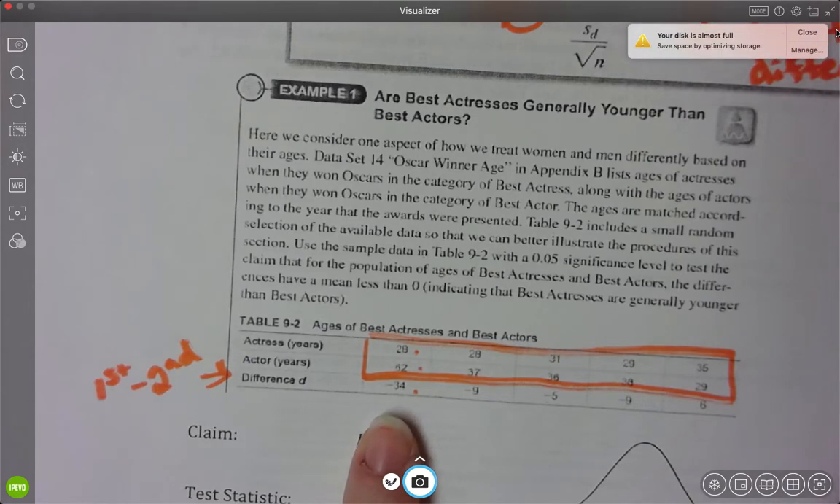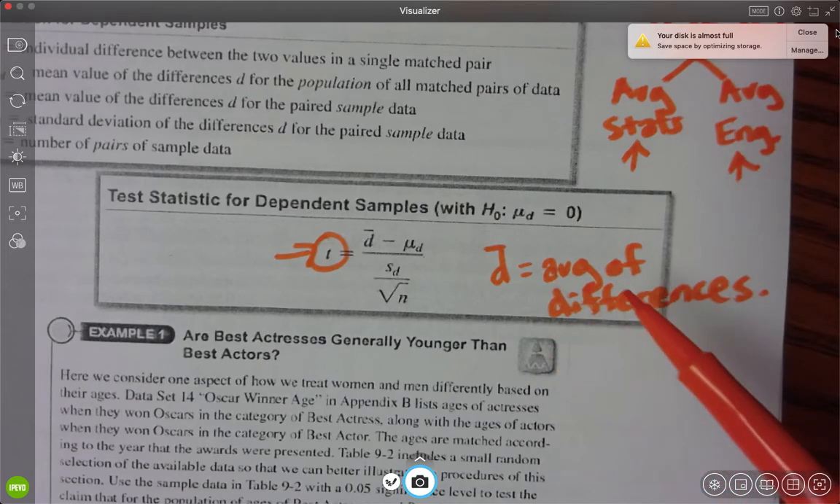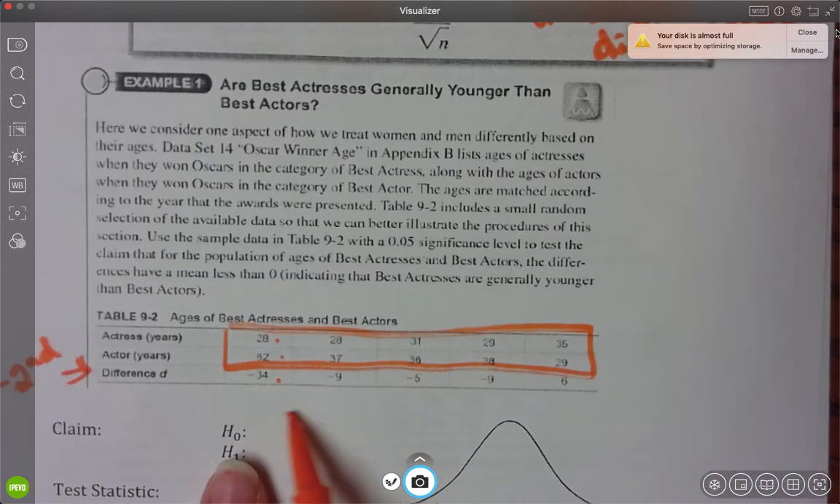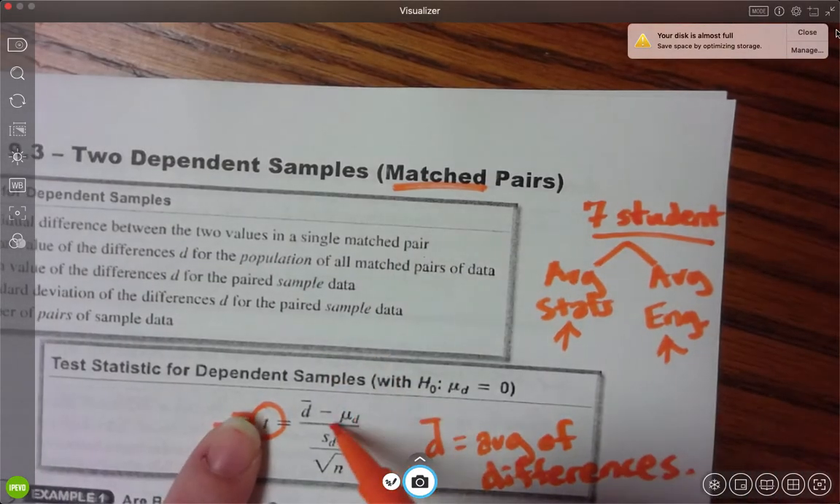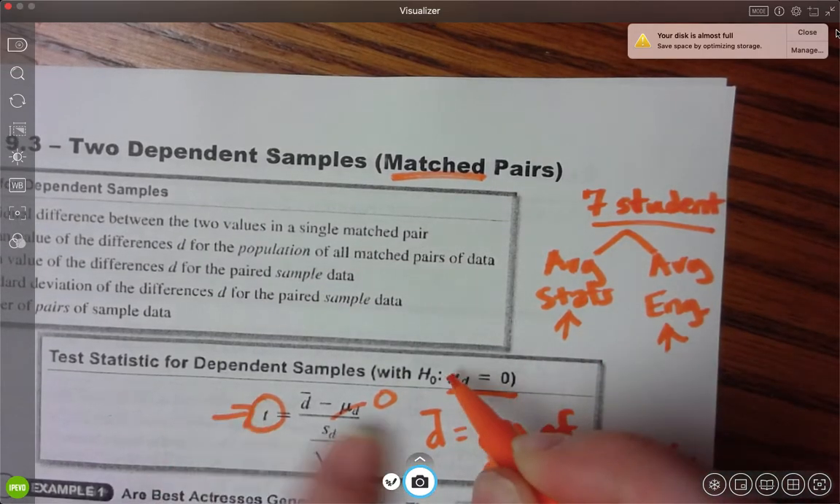So D bar is going to be the average of those differences. So we'll do that here in just a second. I'm going to find the average, the mean of those values, okay? That's what D bar is. Your mu D is always going to be 0. That's what our hypothesis is going to say.